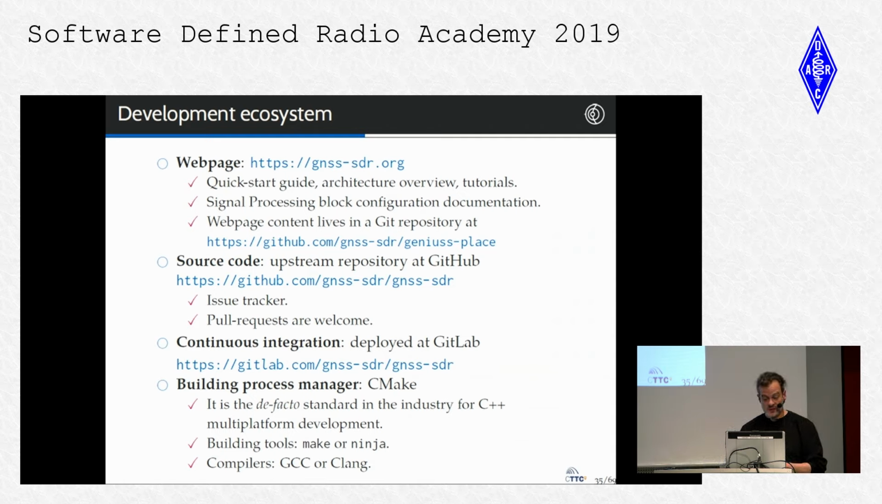We have a continuous integration system deployed at GitLab, which means that every time we do a small change in the code, this triggers a broad range of tests and compilation in different systems, in order to ensure that we have not broken anything. Okay? And the build process manager is CMake, which is also pretty standard.